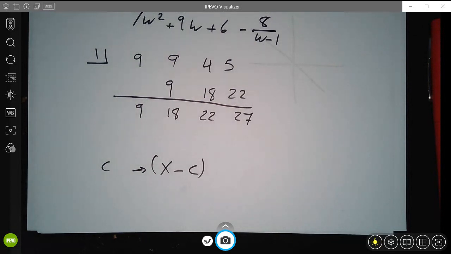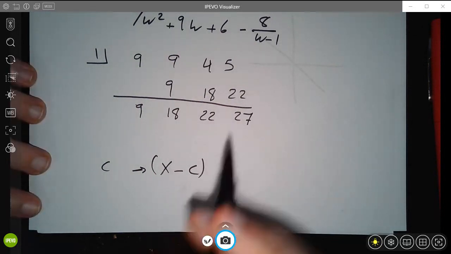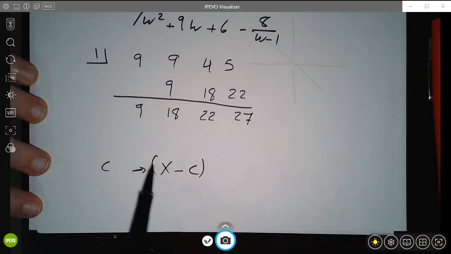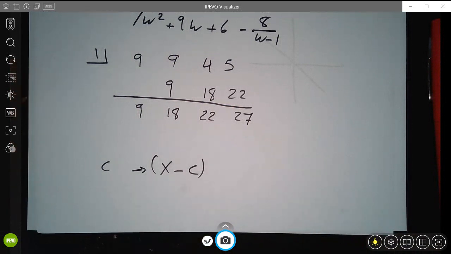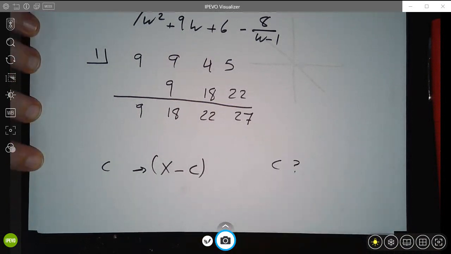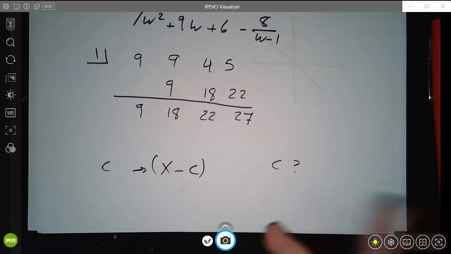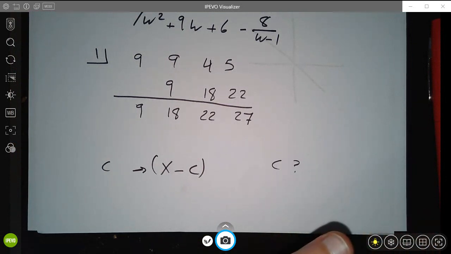Okay, you got it? Okay, just hold on to that thought one sec while you guys think about this one. What is the value of C? I want you to give me what C is. Any ideas?